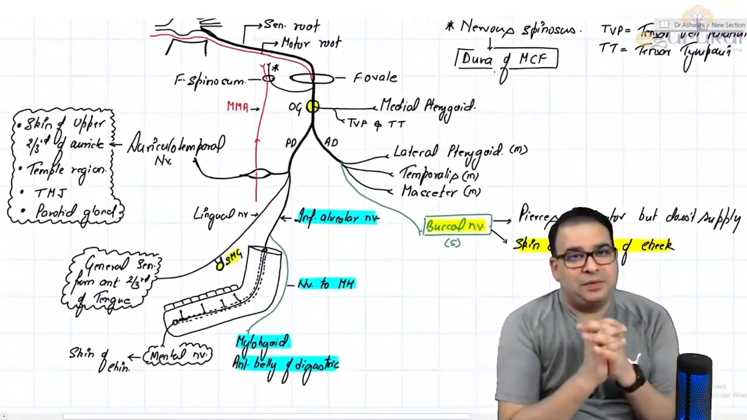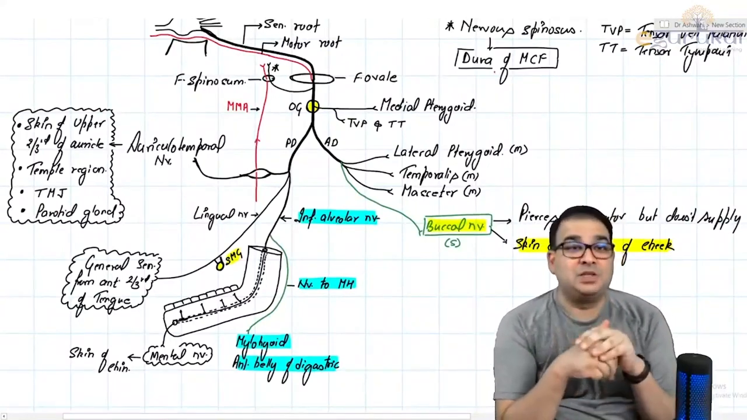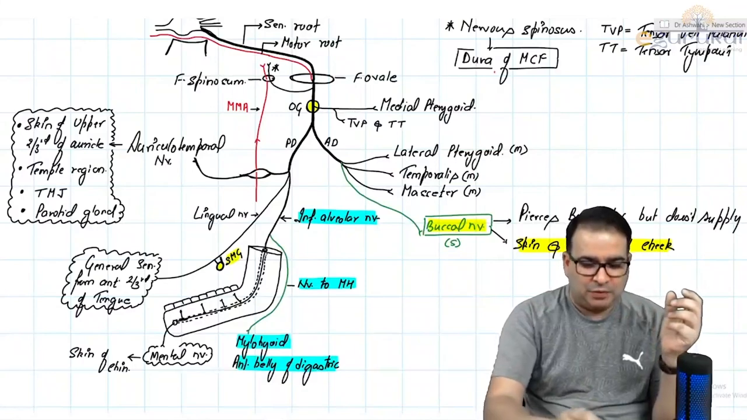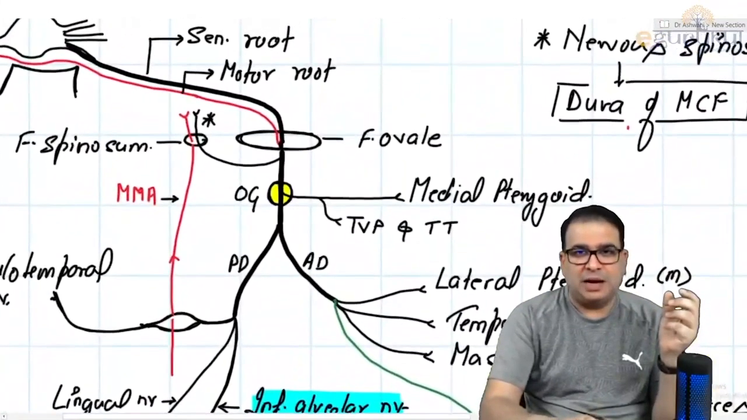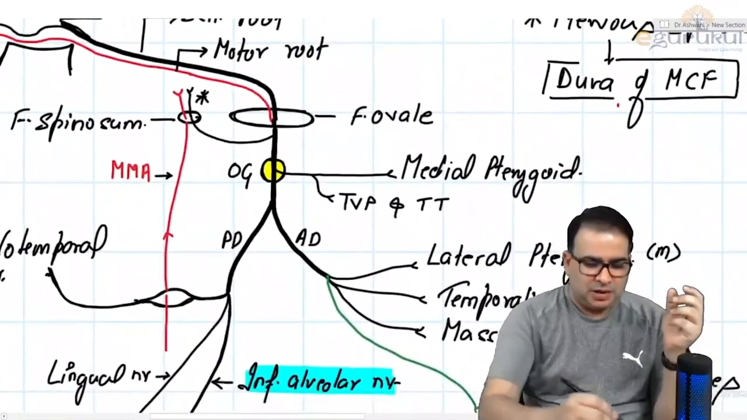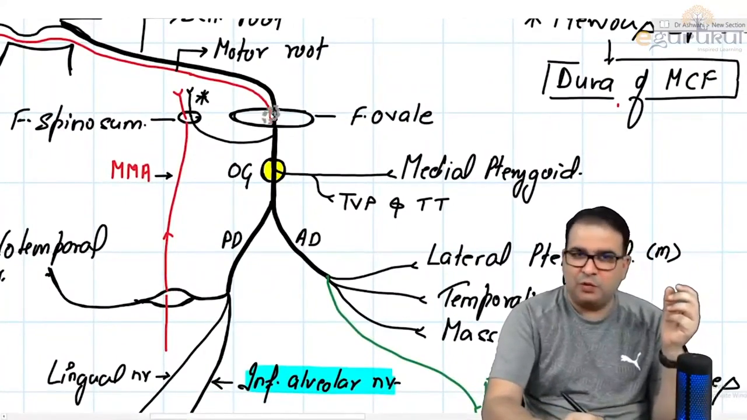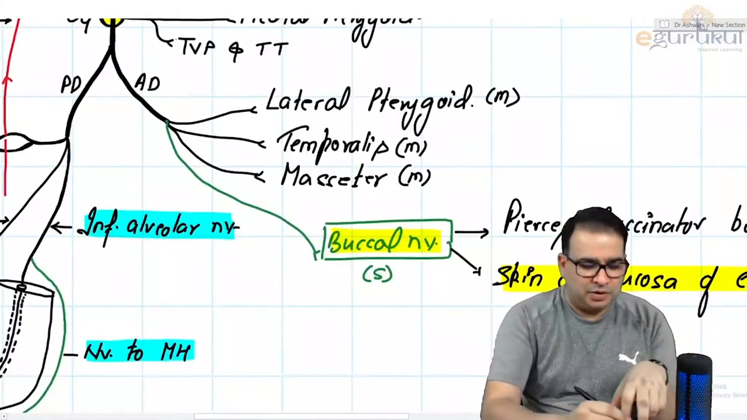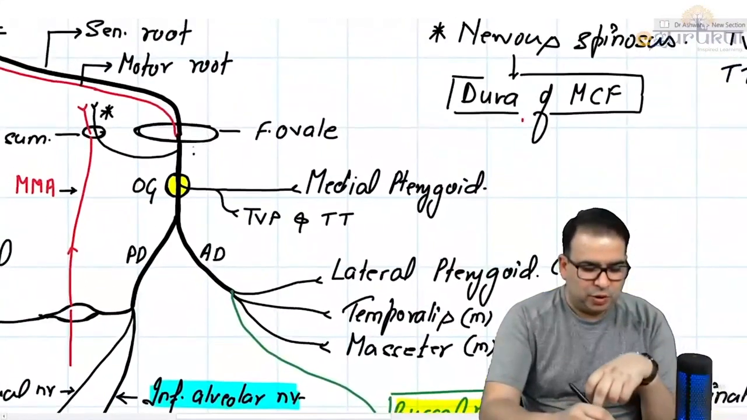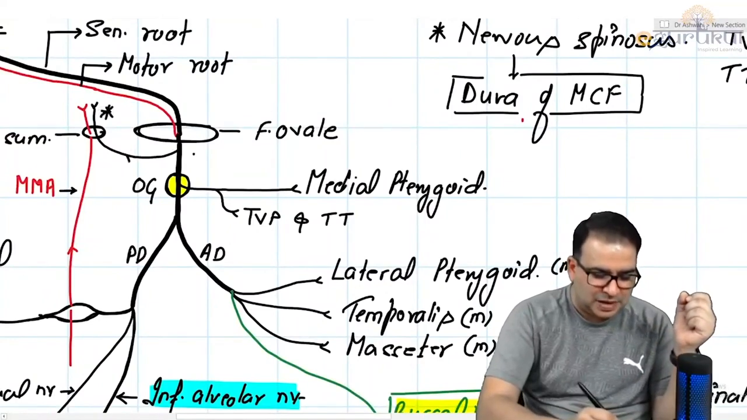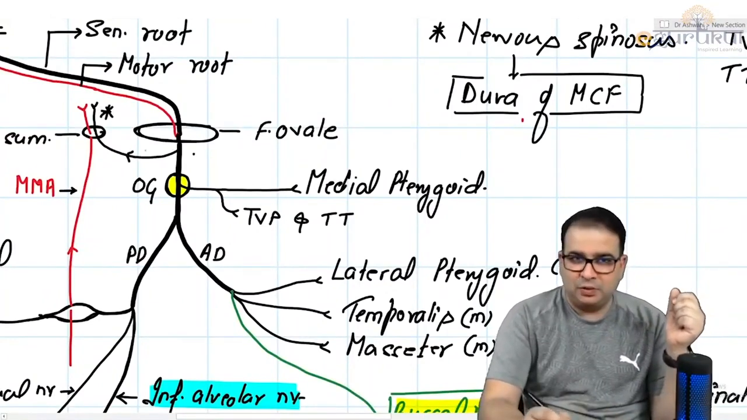Now it's time that we should be able to identify these branches on the picture also. Okay, let me have a very quick recap before we go in there. We said the trunk of the mandibular nerve, we have a sensory root and motor root. Both are uniting at the level of foramen ovale. Then the trunk gives off nervus spinosus, which goes back and supplies the dura mater of the middle cranial fossa.